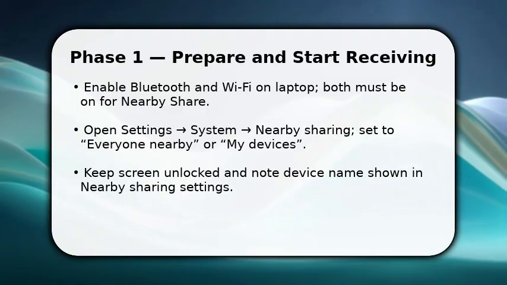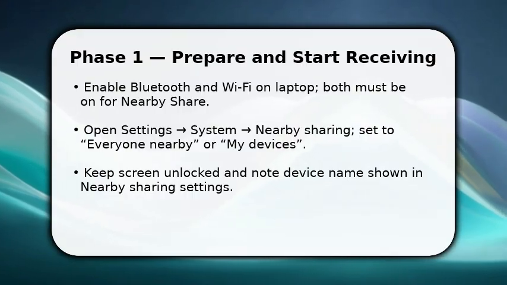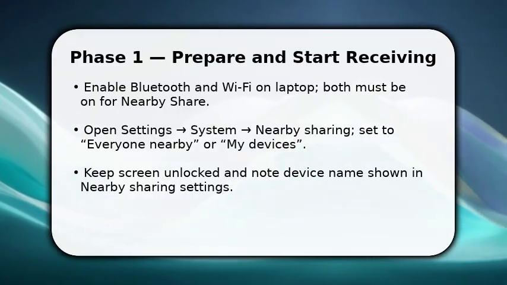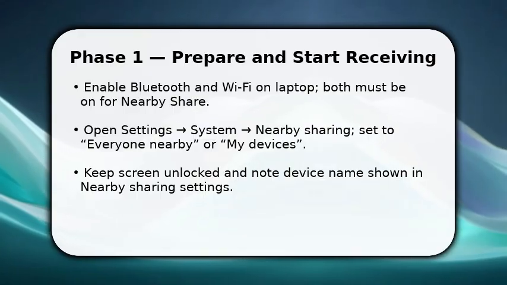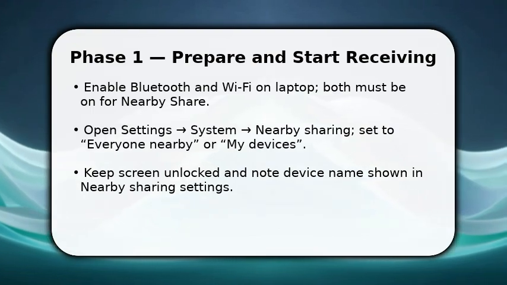Make sure your screen stays unlocked so the system can accept incoming requests. Note the device name shown there because the sender must select it. Once done, you're discoverable and ready to receive a transfer from a nearby Android or another Windows device.